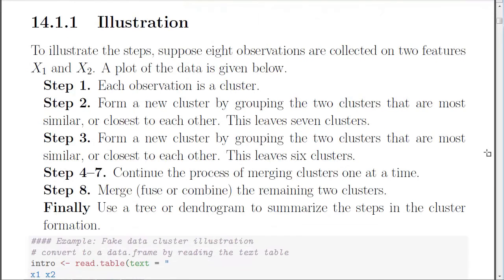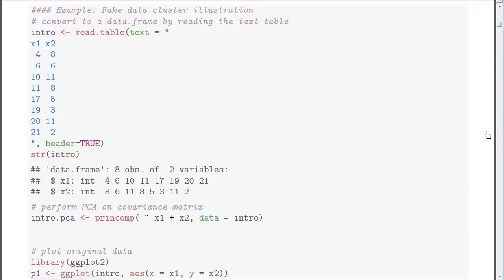So I'm going to show you an illustration, and these steps sort of narrate what ends up happening. But I'm going to start off with some fake data. I've got two variables, x1 and x2, and that's just so that we can plot the data. And I'm using the text option to read this table in directly from text, and I'm going to put that into intro for the introductory example for cluster analysis. So here's our data frame. We've got x1 and x2.